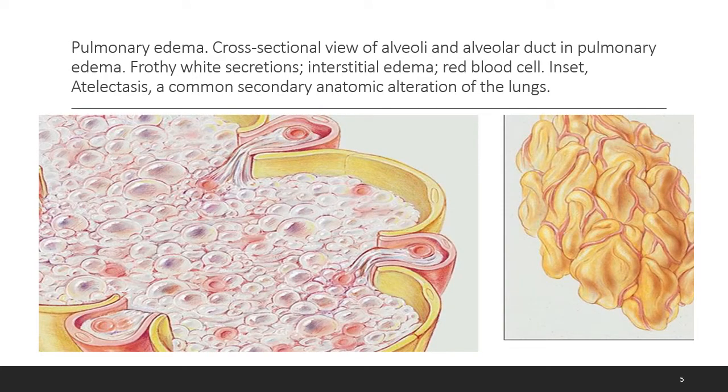This shows pulmonary edema. It's a cross-sectional view of the alveoli, showing the alveolar duct in pulmonary edema. You can see frothy white secretions, interstitial edema, as well as red blood cells, and atelectasis in the inset. Atelectasis is a common secondary anatomic alteration of the lungs.